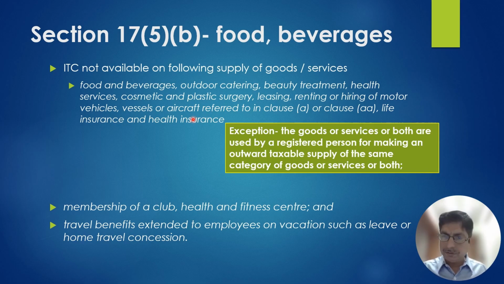Let's take an example that I am purchasing packed drinking water and further selling those packed drinking water as such. Then I am not a consumer. I am a trader. Credit is available. Packed drinking water is food and beverages. Credit is not available, but I am a trader. I am dealing in those goods, purchasing and selling further. I am not breaking the VAT chain. I am not an ultimate consumer. Therefore, the credit is available.